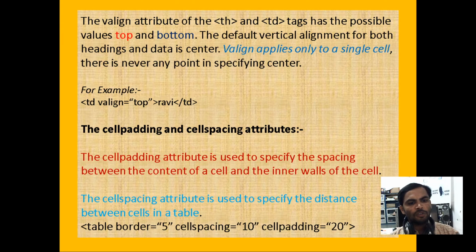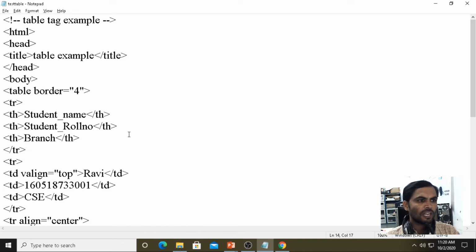Cell padding attribute is used to specify the spacing between the content of the cells and the inner wall of the cells. Cell spacing means the distance between the cells. Between the two cells, it will work for your cell spacing. The cell padding and the cell spacing attributes we are using under the table tag. Now you are understanding the purpose.